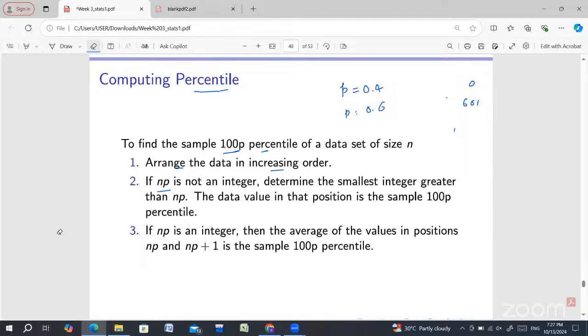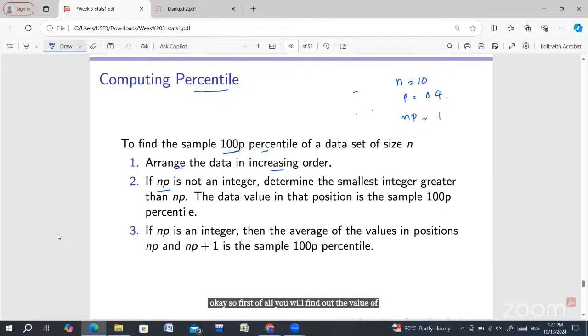Now we will find the value of np. Suppose n is 10 and p is 0.4. So first of all, you will find the value of np, and it will be 4. Here you can see that np is an integer. But the value of np could be a decimal also, like 4.5, in some cases. So you have to see whether the value of np is an integer or not.